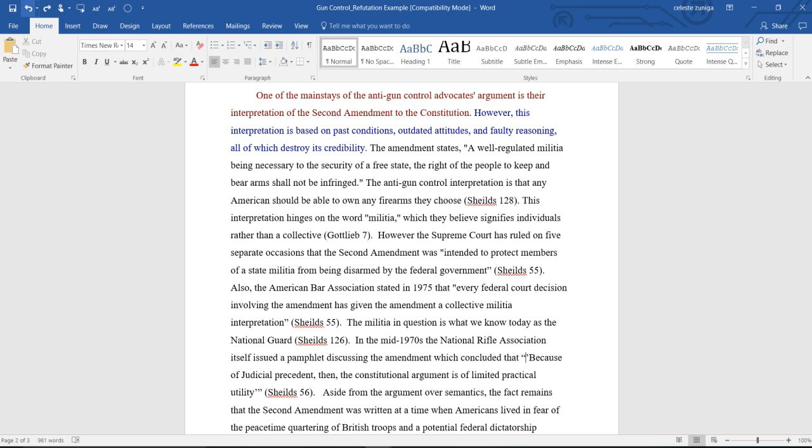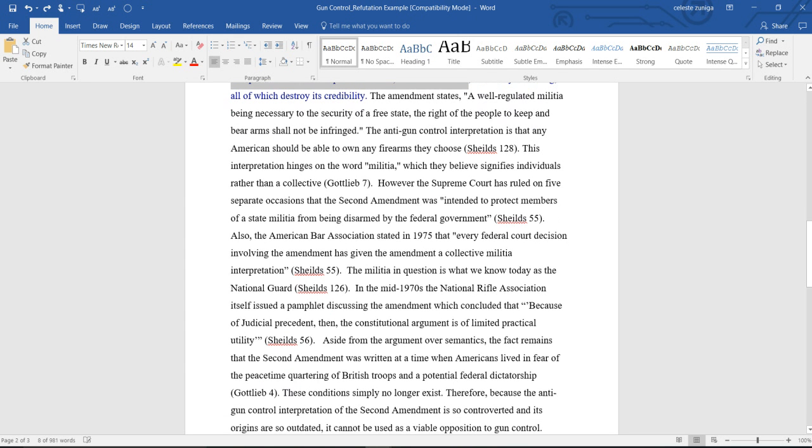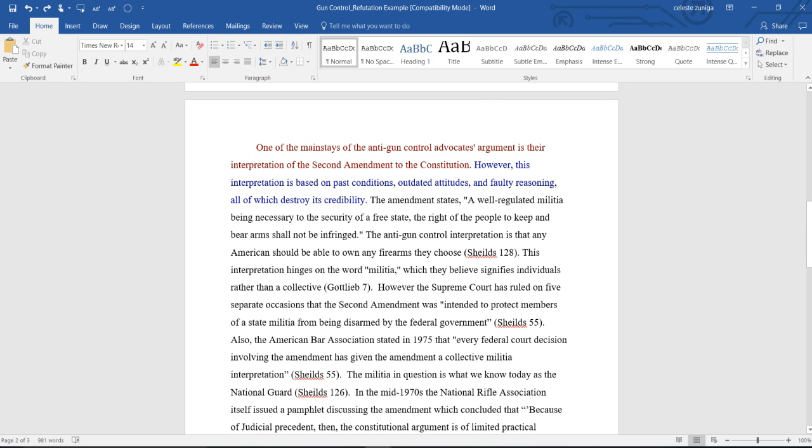Anyway, so let's see. So they said interpretation of past conditions, outdated attitudes. We haven't really gotten to attitudes yet. Aside from the argument of over semantics, the fact remains the Second Amendment was written at a time Americans lived in fear of peacetime quartering of British troops and potential federal dictatorship. These conditions simply no longer exist, therefore, so that's what they're talking about, fear, outdated attitudes.